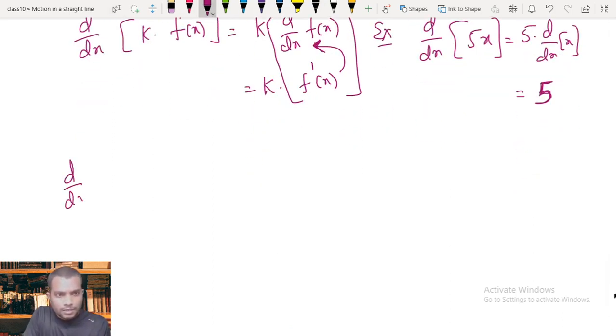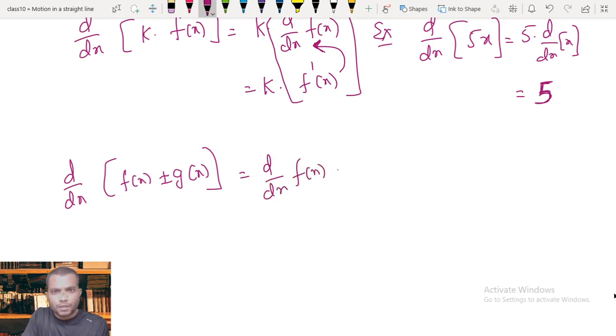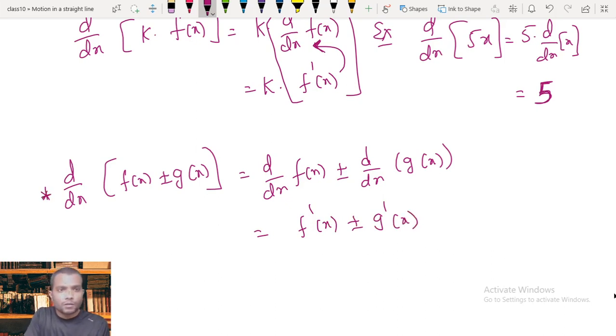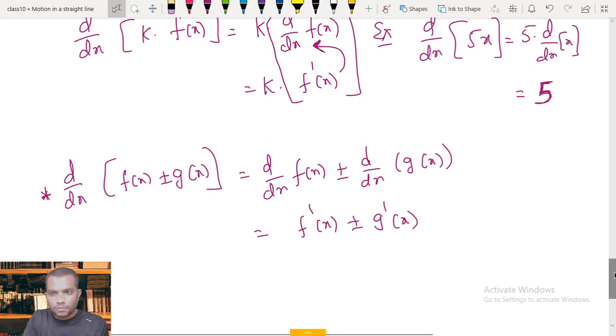Suppose d by dx of two functions, f of x plus or minus g of x. So these are the two functions. We can do d by dx of f of x plus or minus d by dx of g of x. Or in another form you can write f dash x plus or minus g dash x. So that is one more formula.